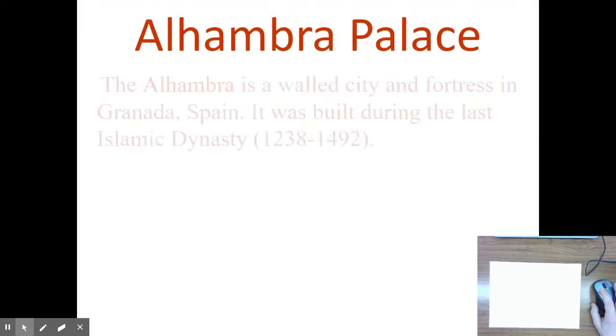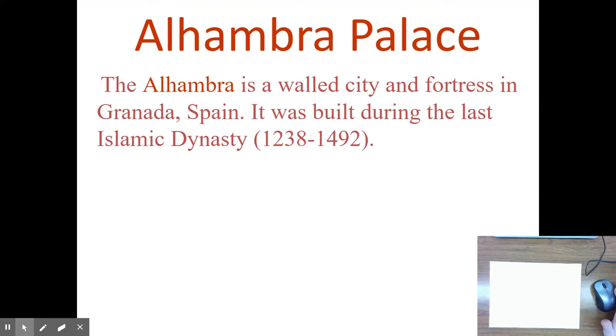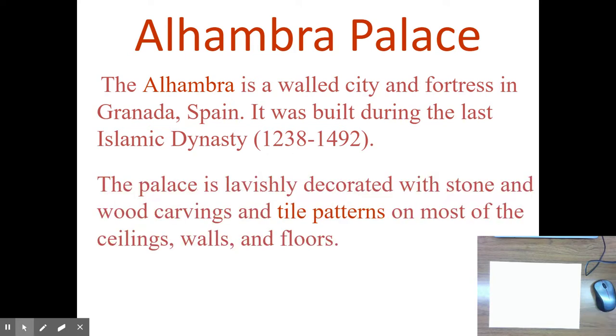Alhambra Palace is technically more like a city, because although it does have a palace, there's other areas, there's other buildings, and the whole thing is surrounded by a wall. It's in Granada, Spain, and it was built during the late Islamic dynasty. For a while, Spain was actually occupied and run by an Islamic king. And he built this giant palace up on a hilltop.